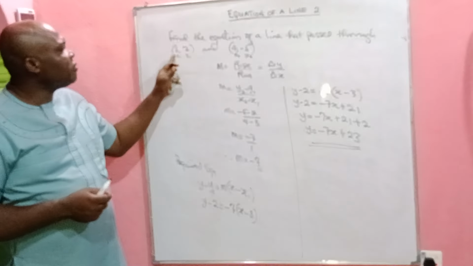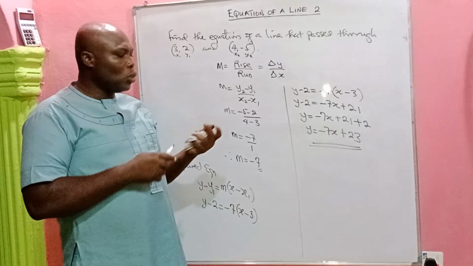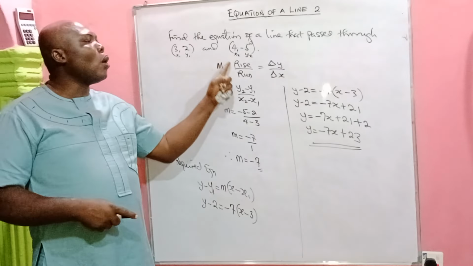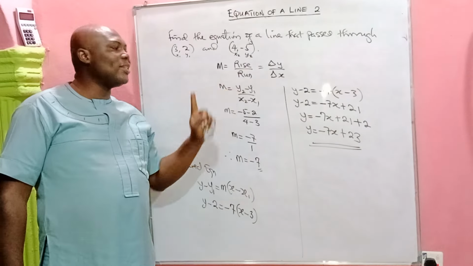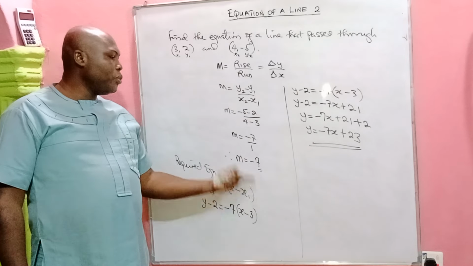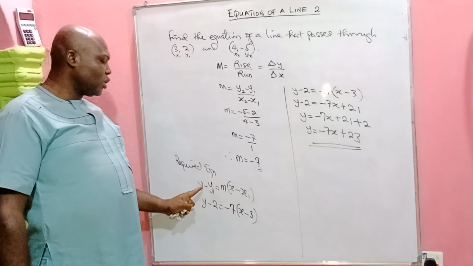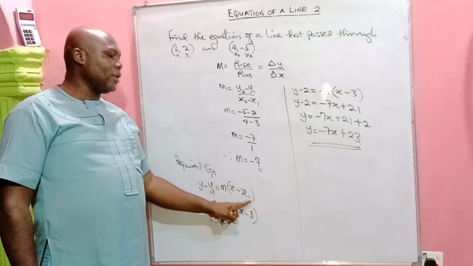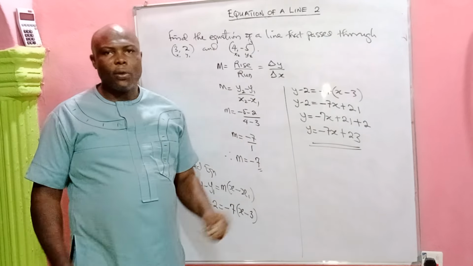Please take note: if you are to find the equation of the line that passes through two given points, the slope is not known. All you need to do is to compute the slope, the ratio of the rise to the run. After getting the slope, you now put it in the required equation, which is y minus y1 is equal to the slope m into x minus x1, and you will get the required equation.